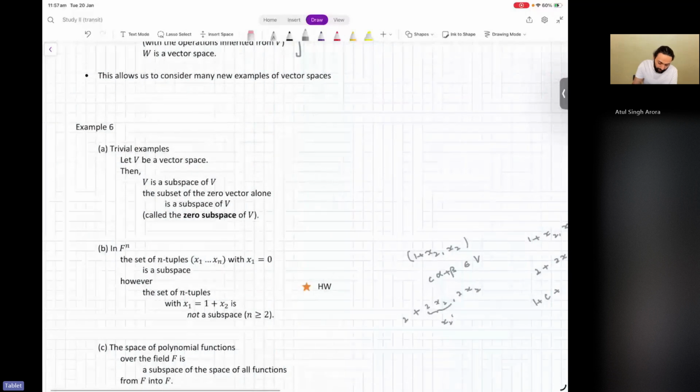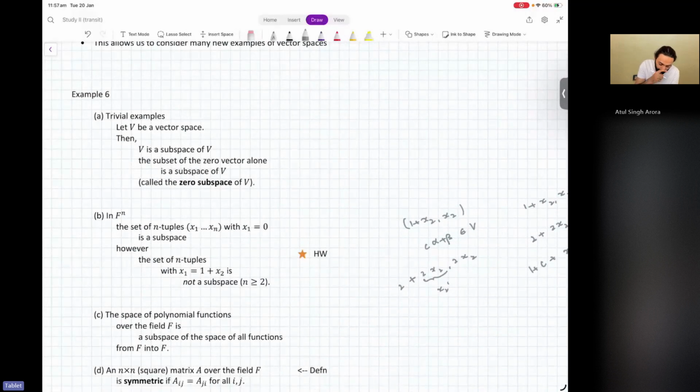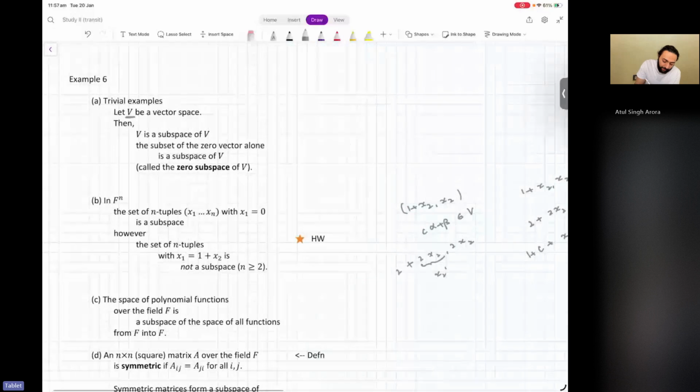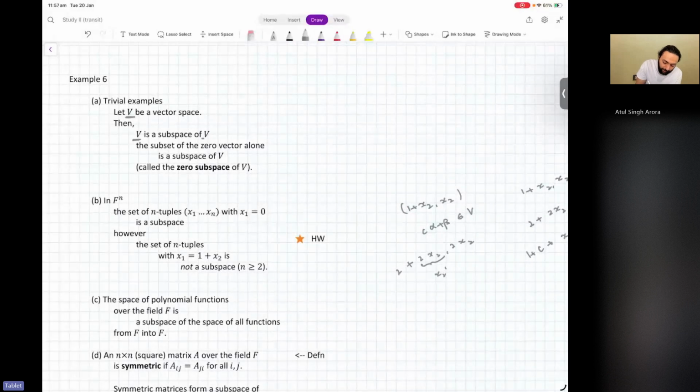So let's look at example 6 now. Example 6 starts by looking at some trivial examples. So the first one it says is that we start with some vector space V. Now V itself is a subspace of V.